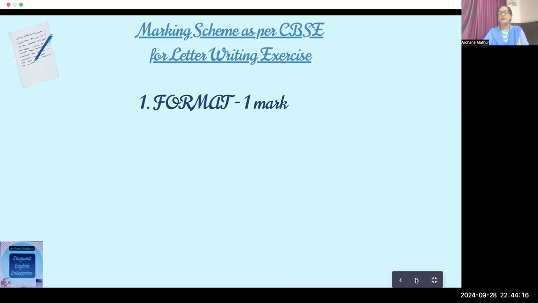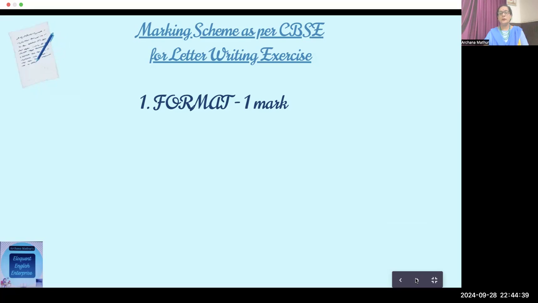then salutation, then the main content, and then signing off and the customary thank you, etc. And then the name has to be written in full along with the signature and the designation. So this complete is the format. That's the design in which you have to write your letter. So this formatting comes with only 1 mark.